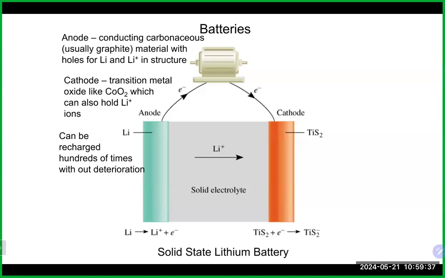This is a solid state lithium battery. Lithium is a pretty light metal. It has a conducting carbon type of material like graphite that has holes for the lithium. So as the lithium gets oxidized, it can migrate across this electrolyte to the other side. It can be recharged hundreds of times without any deterioration. It's also a really light one, like the batteries for tools and so on. Lithium is a really light metal that can be recharged lots and lots of times without a lot of degradation.